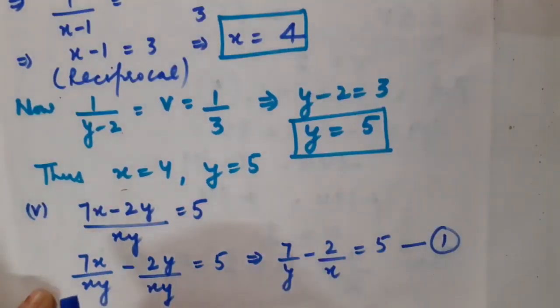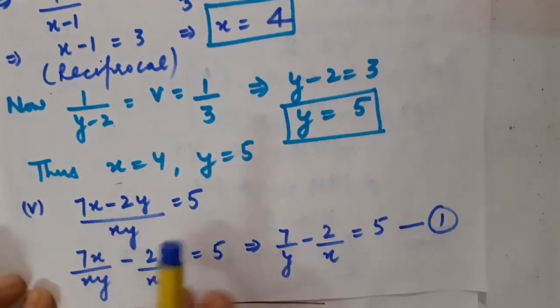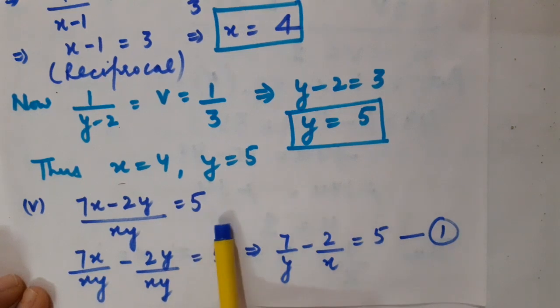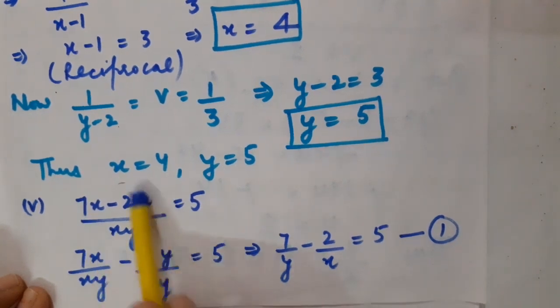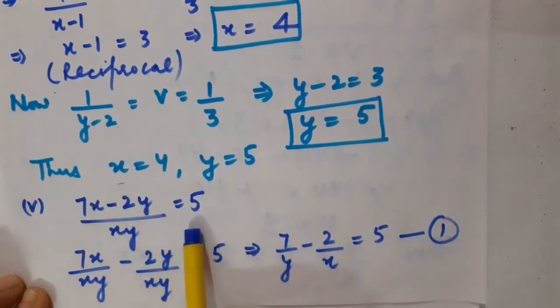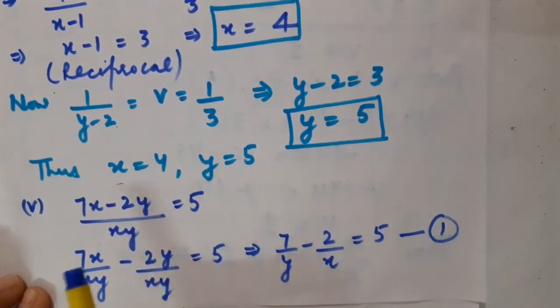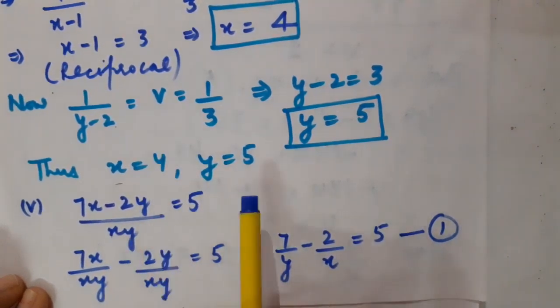Now let us take question number 1, fifth part. This is 7x minus 2y upon xy is equal to 5. Children, here you can see that this is a totally different form. We have not done questions like this, but we can again form the same type as we have just done now.